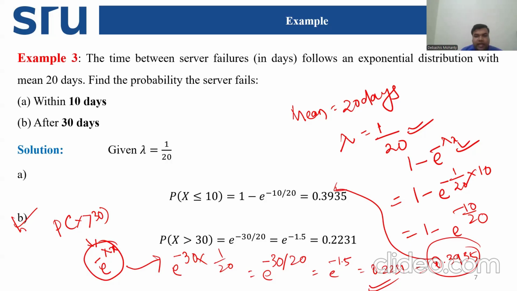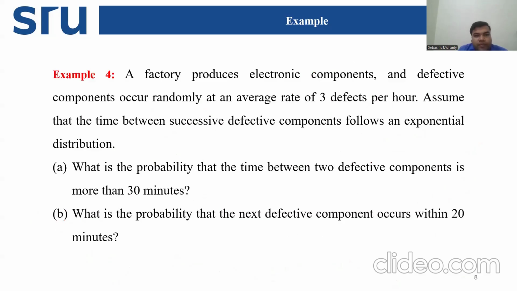Okay, so within 10 days, see this question, within 10 days we found 0.3935, and after 30 days we found 0.2231. Okay, so this way we can calculate within the time period and after the time period. Okay. So coming to the next problem, see example 4. Try to understand this question carefully.